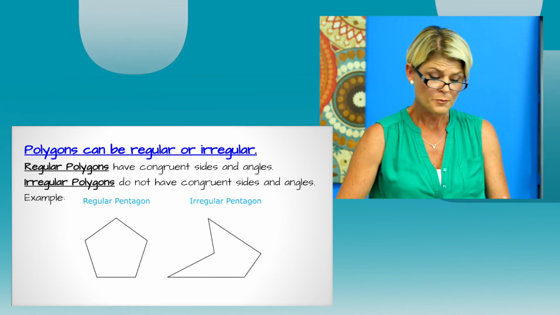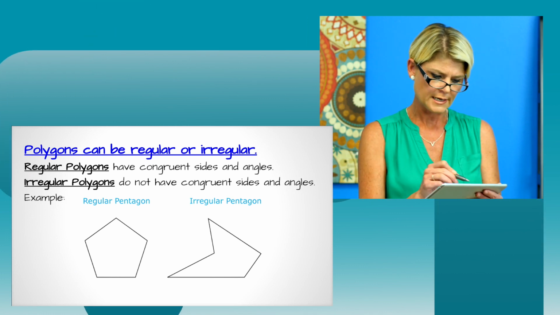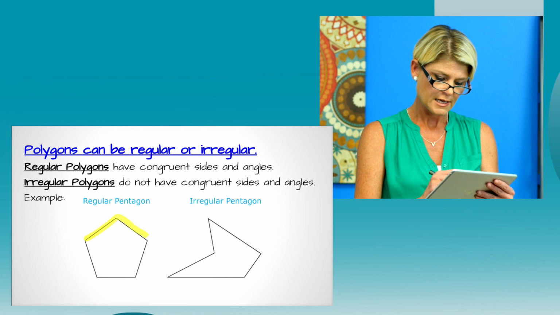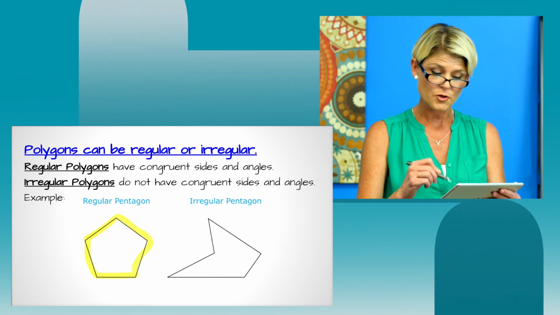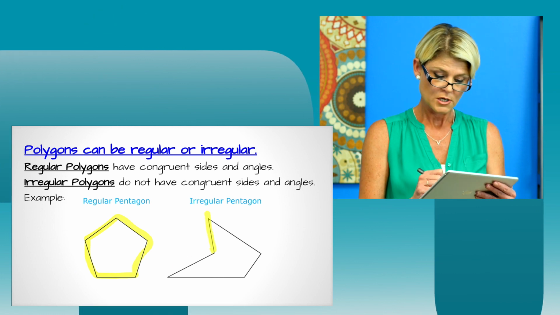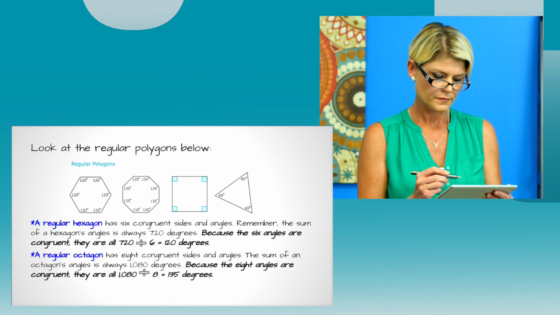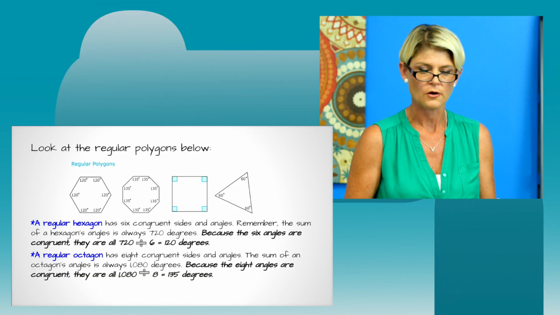Also important to note, polygons can be either regular or irregular. Let's take a look at that. Regular polygons have congruent sides and angles, as you can see here in this regular pentagon, whereas irregular polygons do not have congruent sides and angles. Pretty simple.